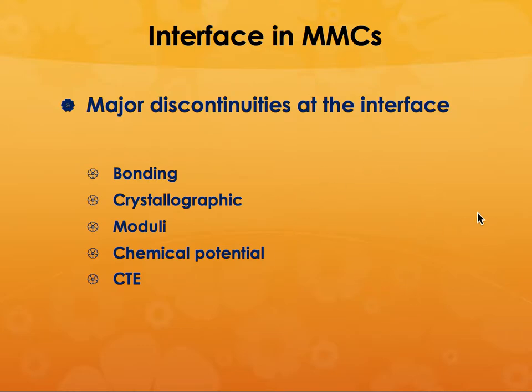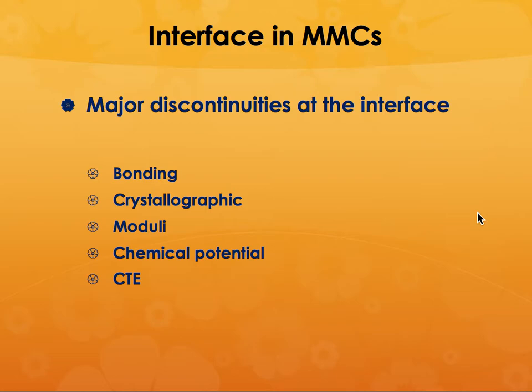Okay, continuing on the fourth part of lecture 5, I just want to briefly come back to interfaces, especially in metal matrix composites, because these have a huge impact on the final properties of the composite material. This can affect the bonding between the matrix and the fibers.